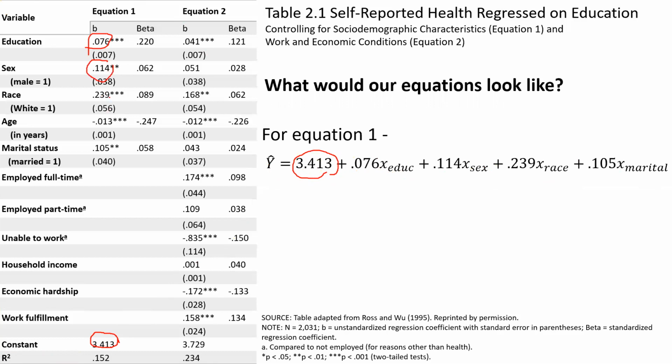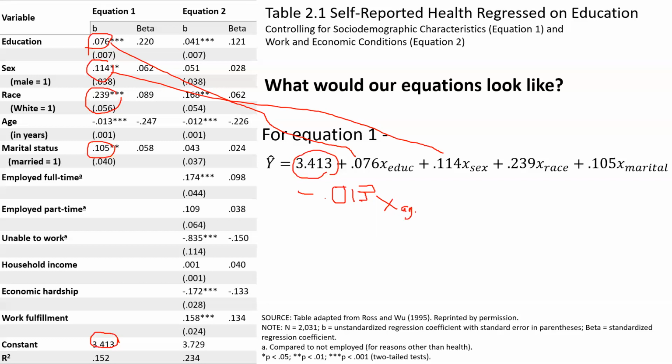And I believe I made a mistake on this. Something didn't get carried over quite right. Oh, I skipped age somehow. Okay, which explains why there's no negative value in there. So we're going to plug these into our equation. I apologize that I left out age, but that's where all of these go. And you should also have a minus 0.013 x for age. And so that's what that regression equation would look like.